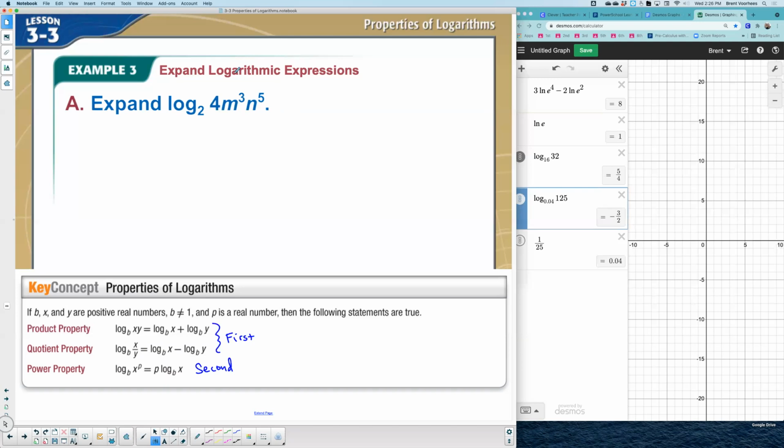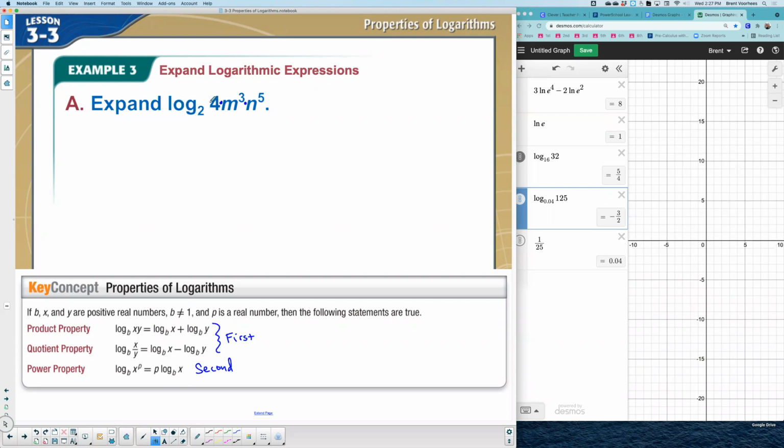So when I look at this logarithm, I can't simplify right now because I have variables. You cannot simplify a logarithm with a variable. So I can't actually simplify right now. I'm going to go off this. Do I have a product in this logarithm? Is there a product? Is this logarithm multiplying? The 4 is multiplying. I agree. 4 is multiplying m cubed. Anything else multiplying? M and n are multiplying. So yes, we have a product here.